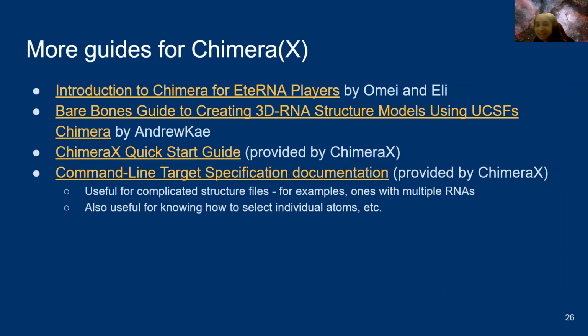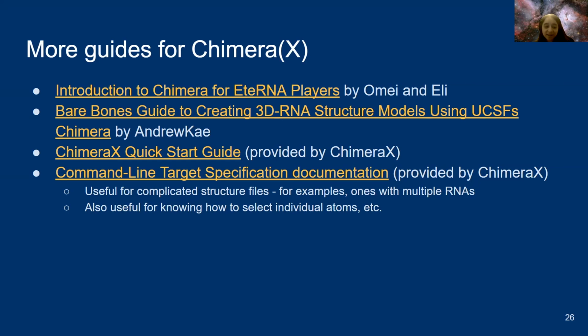Finally, I would like to acknowledge and provide these guides for Chimera and or ChimeraX. There have been very good prior guides written by various people. Links are here. There are also various bits of documentation that are provided by ChimeraX that are useful. The Quick Start Guide is basically a little mini tutorial. Then there is the command line target specification documentation. So in our case, when we wanted base number 744, we did :744.